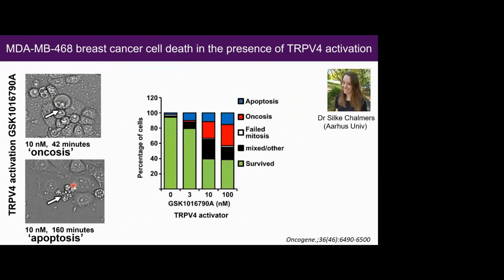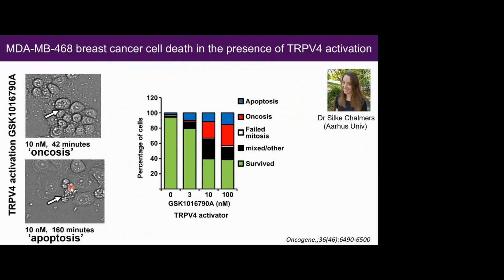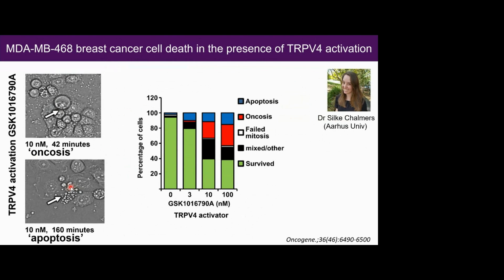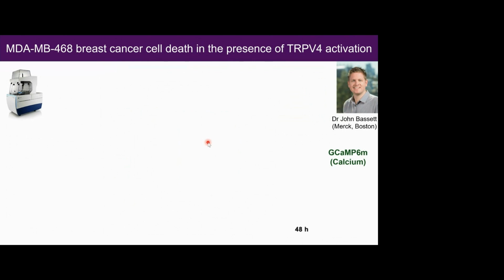And Silke went to a lot of effort to quantitate that. And what she found was that the more you activated the TRPV4, the more likely we have to have this oncosis type of death, this massive change in ion gradient that causes the cell to pop. Now, during his PhD, John Bassett had a PhD focused on methods. So he wanted to combine high content imaging, genetically encoded calcium sensors, and measuring calcium over extreme time periods over 48 hours. So John naturally was snapped up by Merck, and he's now working in Boston in that drug company.